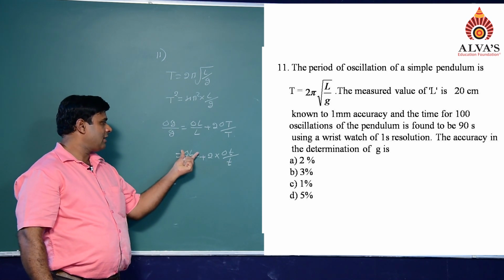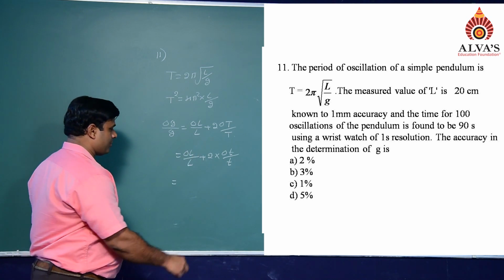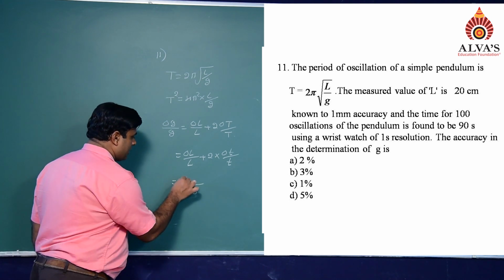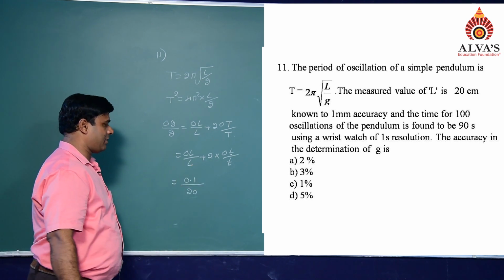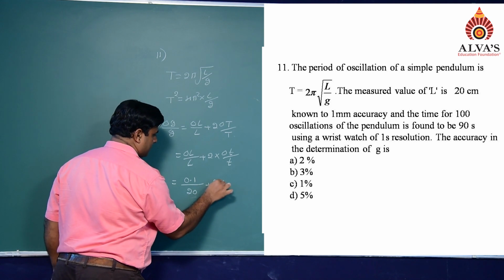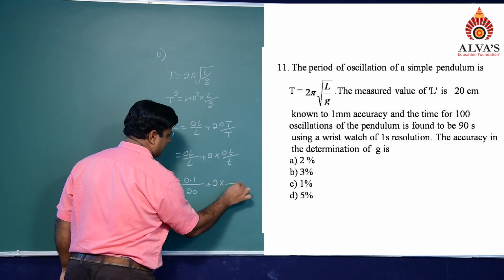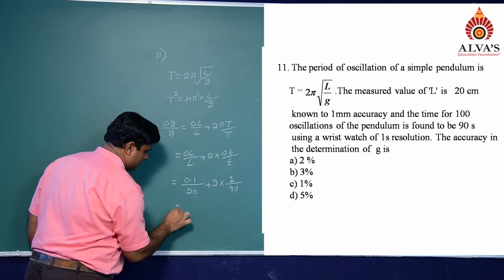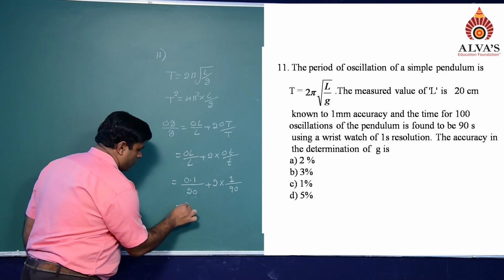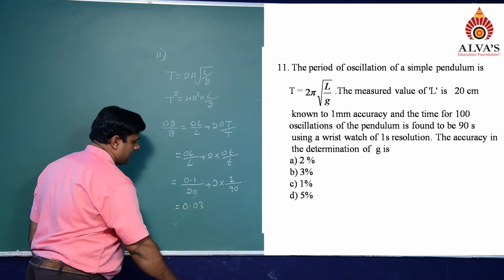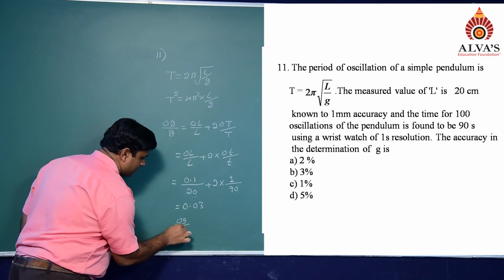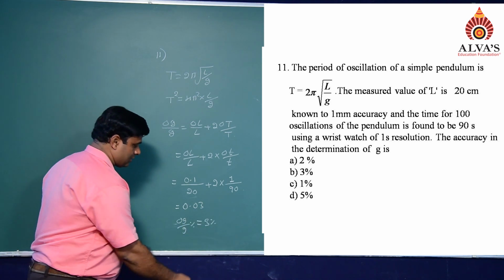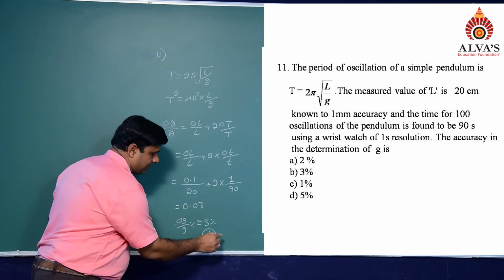Measured length is given, accuracy of measurement is given. So, measured length is 20 centimeter, accuracy is 1 millimeter means 0.1 centimeter, plus 2 times, time measured is 90 second, accuracy is nothing but 1, which gives rise to nearly 0.03. Therefore, delta g by g in percentage is 3. So, the answer should be B.